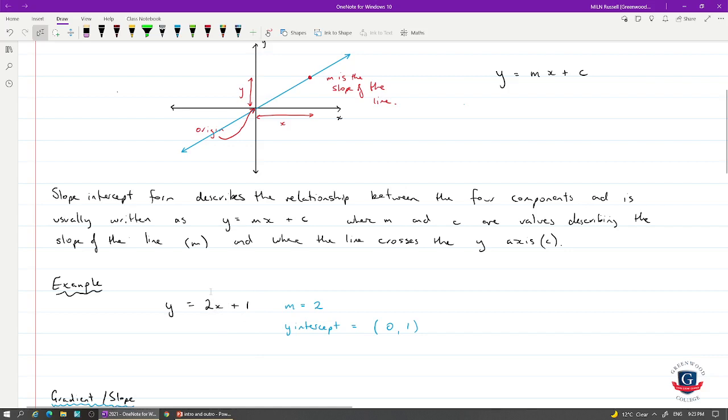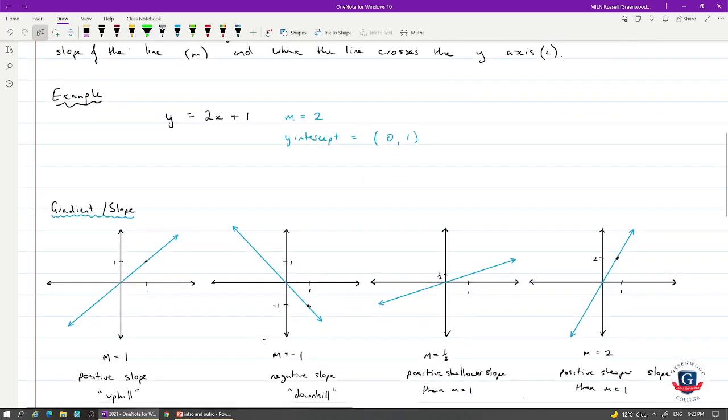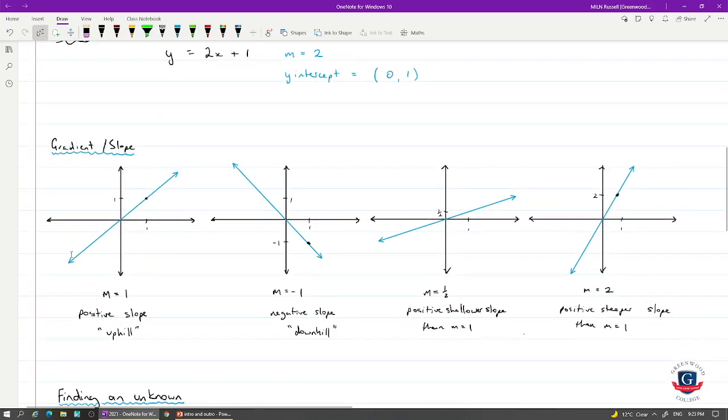So, what does this gradient number actually tell us about the line that this equation represents? Well, if m was 1 and the two axes had a similar scale, it would represent a line at 45 degrees. And because it's positive, we can think about it as uphill. From left to right, it's going up.